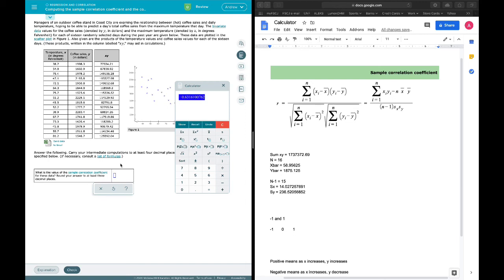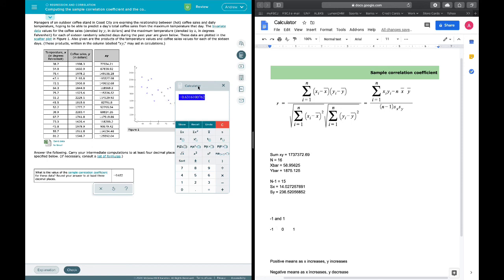So this is negative 0.63, we'll say at least 3. If I put 4, I'm going to change that to 2. Okay, so negative 0.632. So this is what they call a moderately strong negative correlation. It's moderately strong because it's kind of right in the middle between 0 and negative 1. This is almost a very strong negative correlation, but we know we got a good chance we got it right since we have a negative.